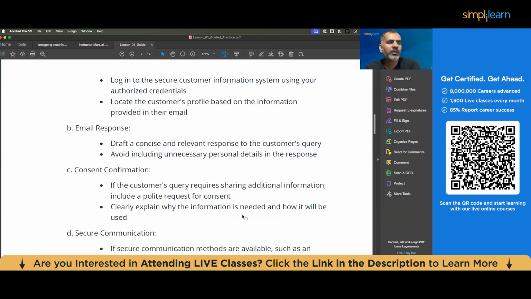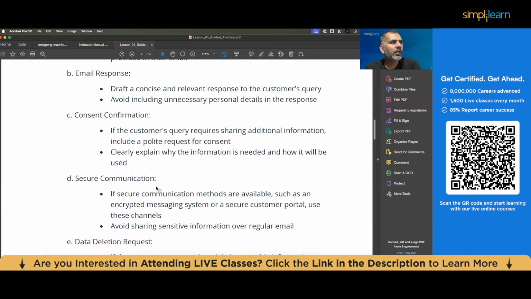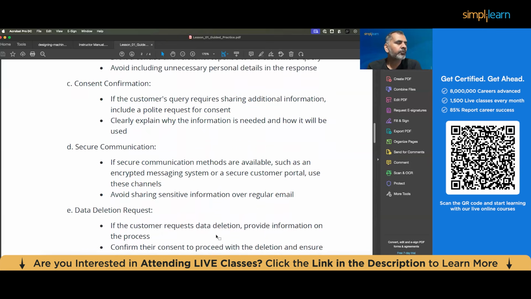Clearly explain why the information is needed and how it will be used. In this way, you are actually maintaining the transparency. Then secure communication. If secure communication methods are available, such as an encrypted messaging system or secure customer portal, use these channels. Avoid sharing sensitive information over regular email. You should not use that because it is personal private data.